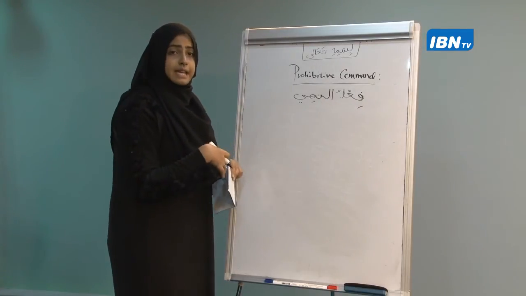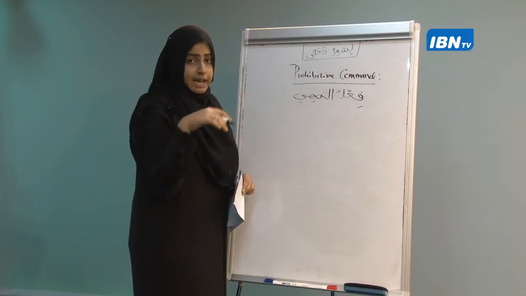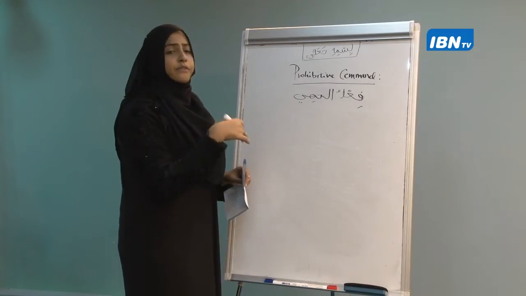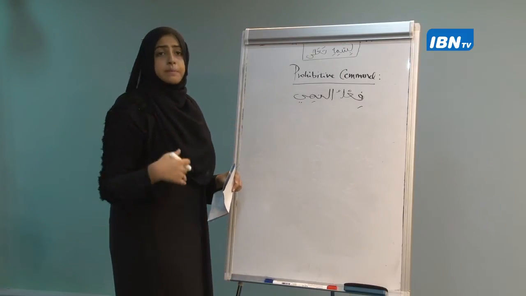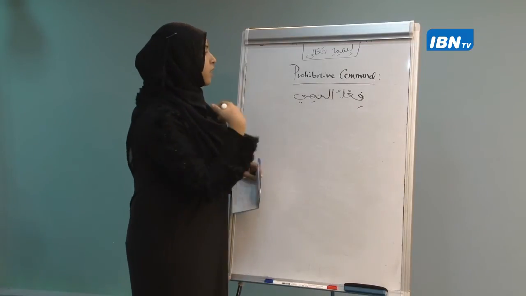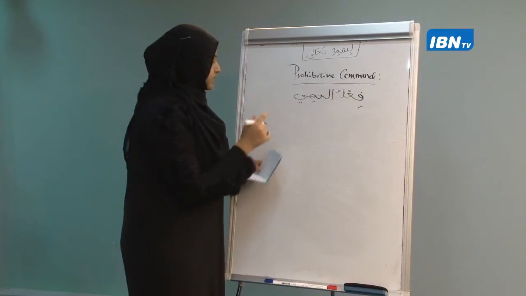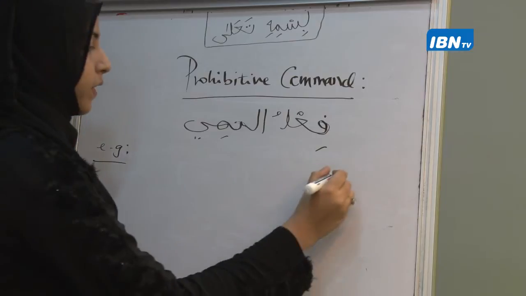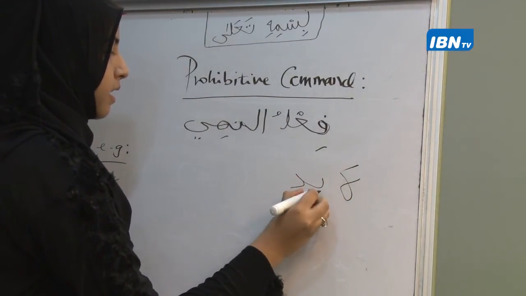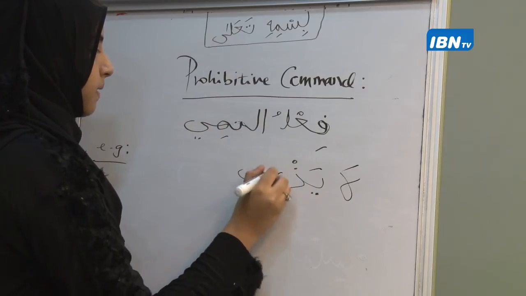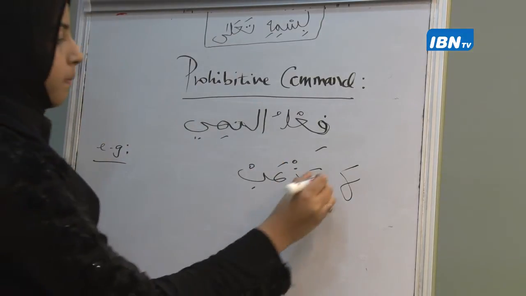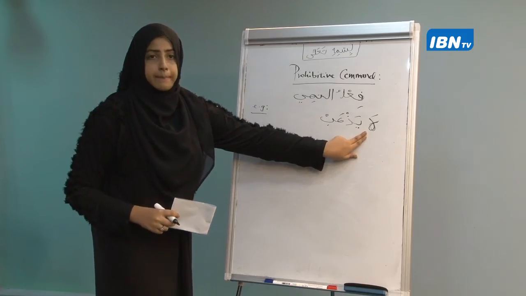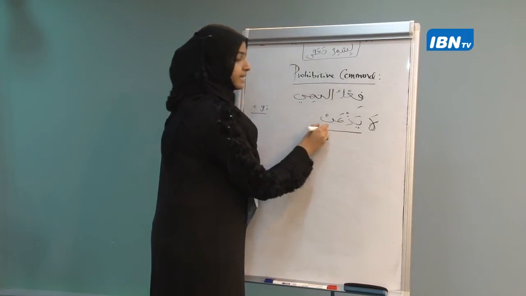And of course, how it takes place: you just put the letter lam before the fi'lul mudari. So for example, of course, these prohibitive commands are more suitable for the second person, but however, you can also use them for the third person. Example, la yadhhab. Now this is a type of prohibitive command. Now yadhhab is a present tense.